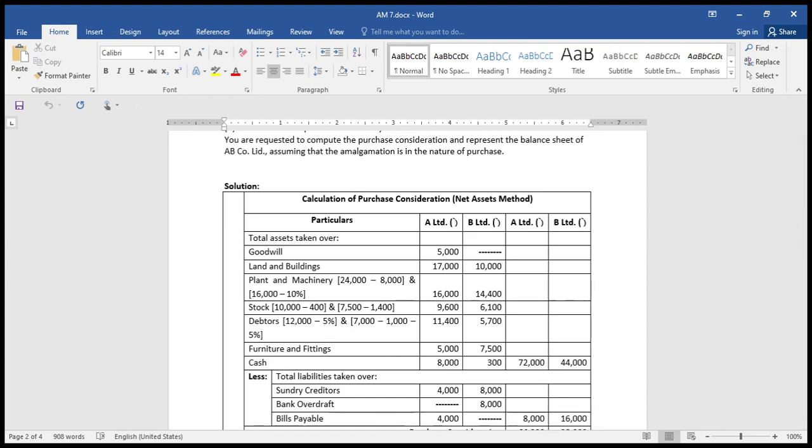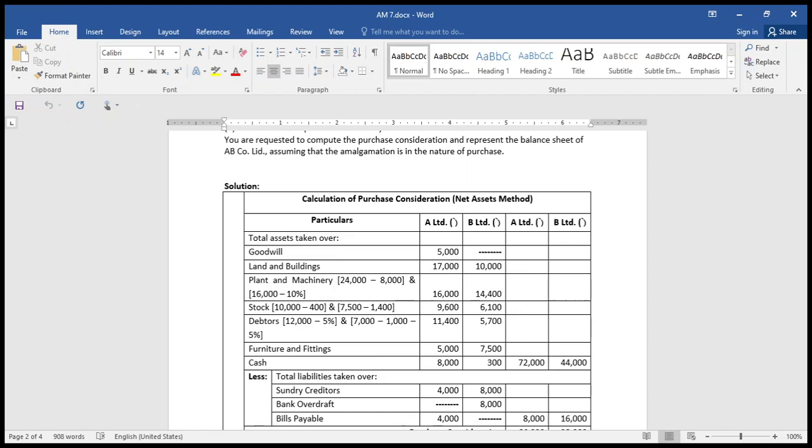Stock. In case of A Limited, we have to write off 400 rupees, and in case of B Limited, 1,400 must be written off. Next, debtors. In case of A Limited, 5% RBD is to be charged, but in case of B Limited, we must provide for new bad debt and new RBD. Say from 7,000, 1,000 will be deducted towards new bad debt, and on the remaining balance, that is on 6,000, 5% will be provided as new RBD. So net debtors will be, in case of A Limited 11,400, and in case of B Limited 5,700.